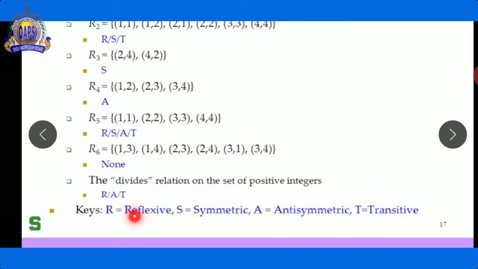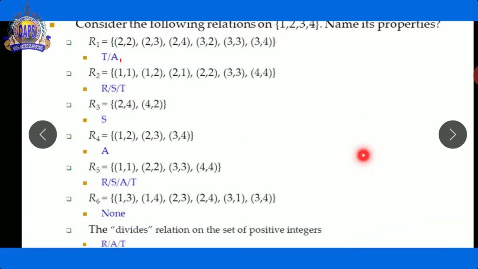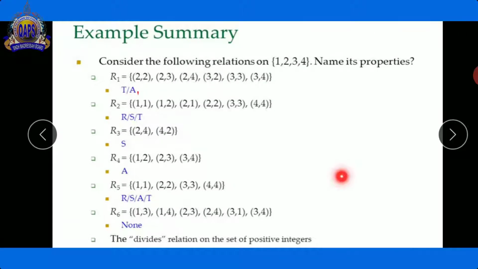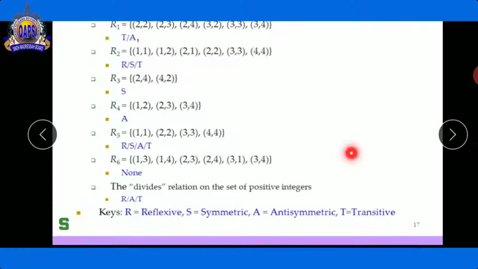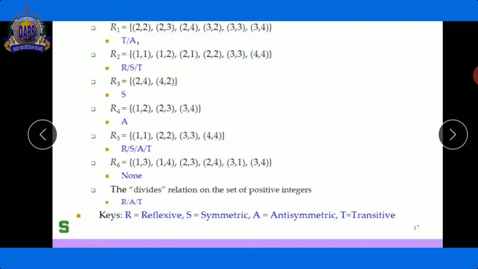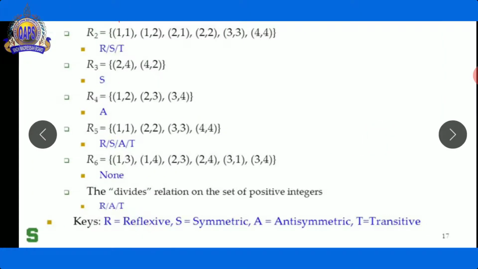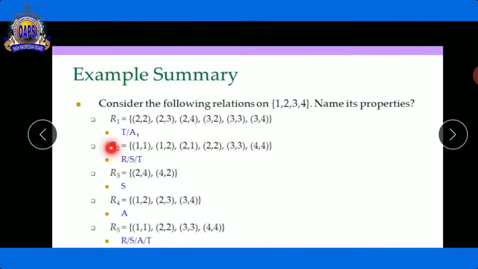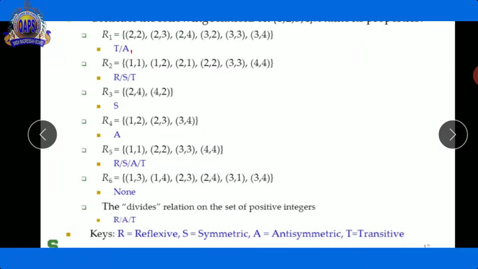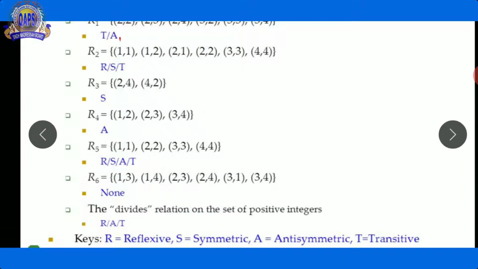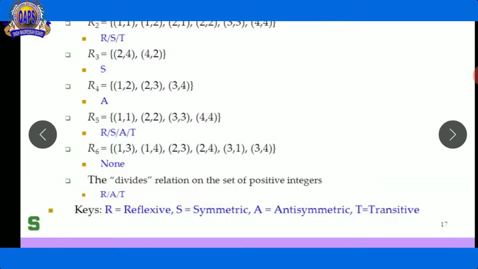The key points are R representing reflexive, as I have already told you, symmetric, antisymmetric and transitive. Now this whole set of relations only represents the reflexive property, symmetric property, antisymmetric property or transitive property, and these 6 relations represent all of these.